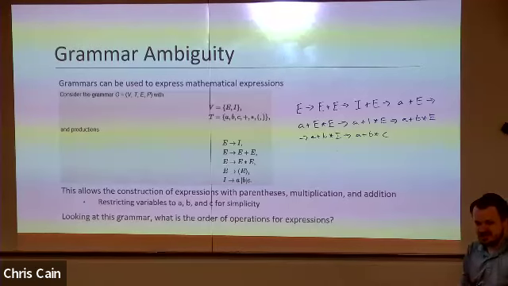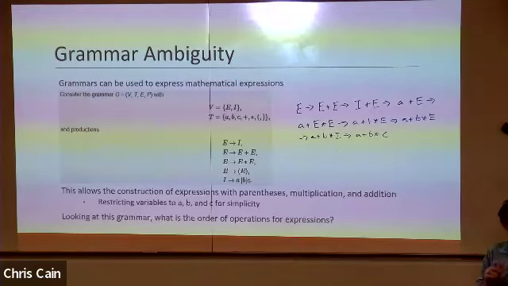That is an excellent point. So what would that look like? Spend a little bit of time and think about what path through these non-terminals would need to be in order to force an order of operations. Really good point.